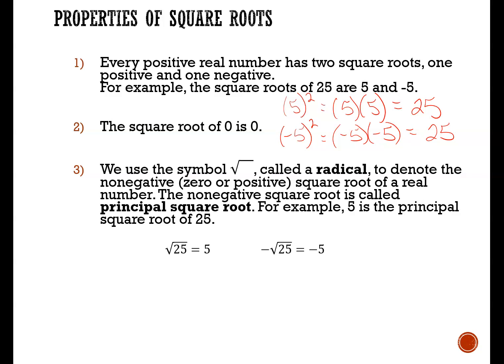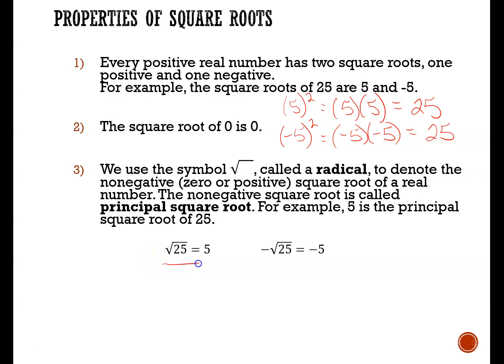And then look at property 3. It says we use a symbol called a radical to denote the non-negative, so in other words, the 0 or positive square root of a real number. This non-negative square root is called the principal square root. So if we were only giving the principal square root of 25, it would be 5.